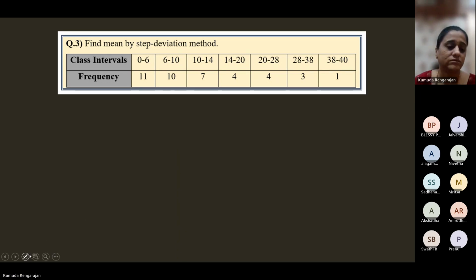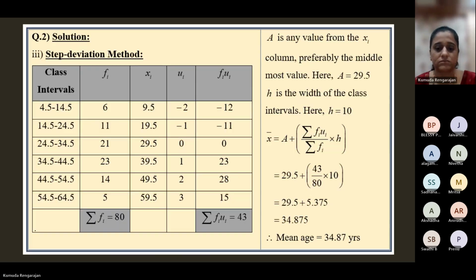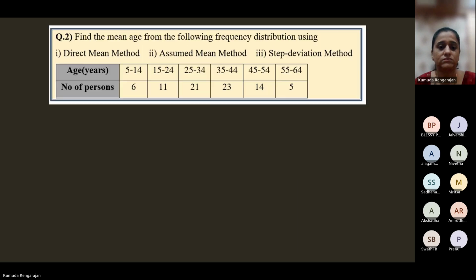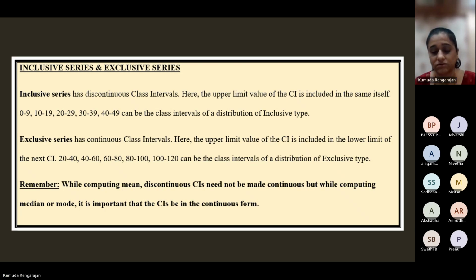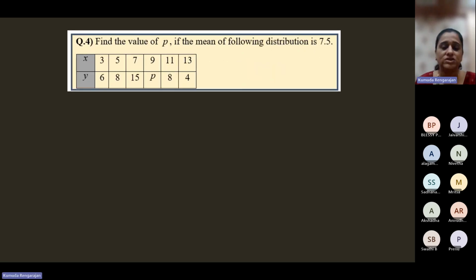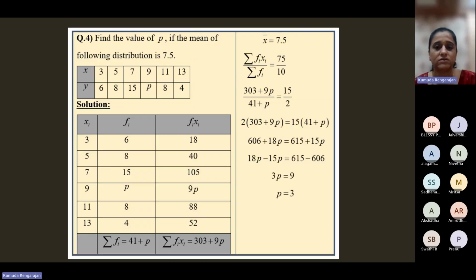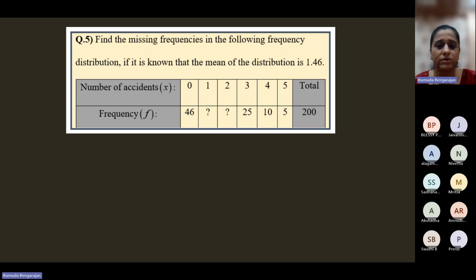Okay. So that's about the types of class intervals: inclusive form, exclusive form, inclusive, not continuous, exclusive, continuous. So I'll share the material. You can read and repeat in order to remember.